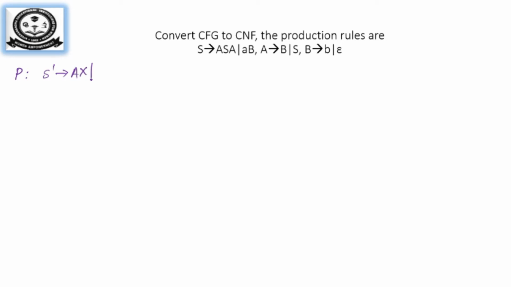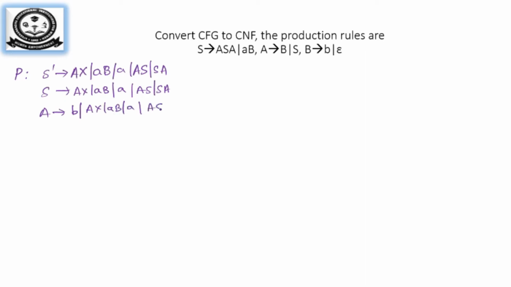Then you will have the rest of the terms: AB, A, AS and SA. Similarly, S also will have AX, AB, A, AS or SA. Then finally A will be having B or AX or AB or A or AS or SA. Then we know that B tends to B and X tends to SA.